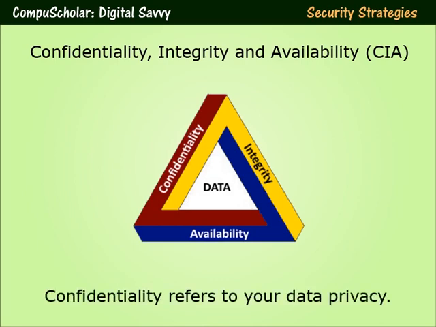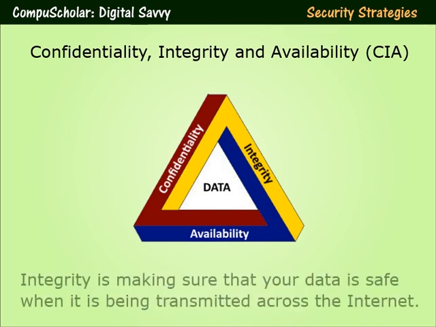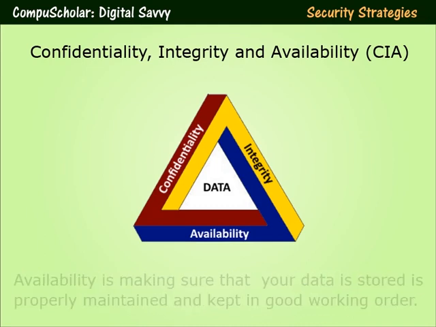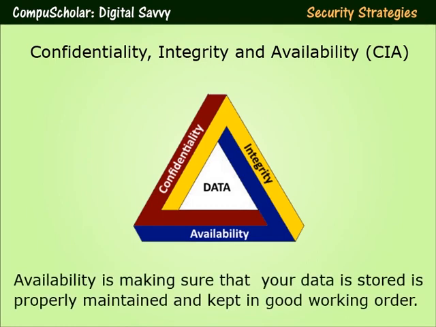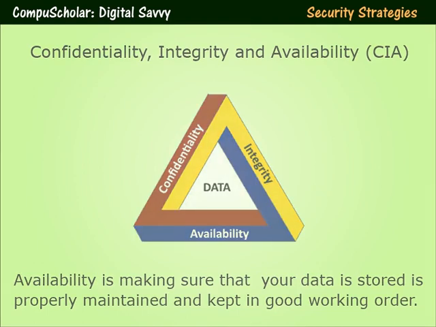Confidentiality refers to your data privacy. Companies will take measures to protect your data from unauthorized access. Integrity involves making sure that your data is safe when it's being transmitted across the internet. And availability means that the company works hard to make sure that the hardware and software where your data is stored is properly maintained and kept in good working order.